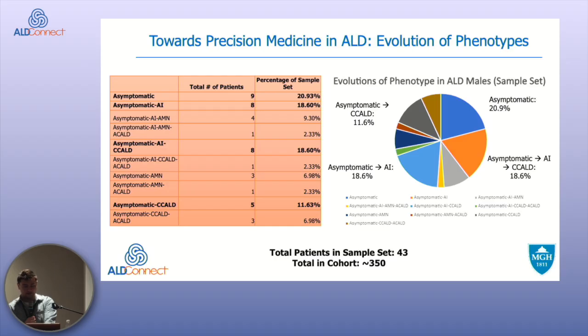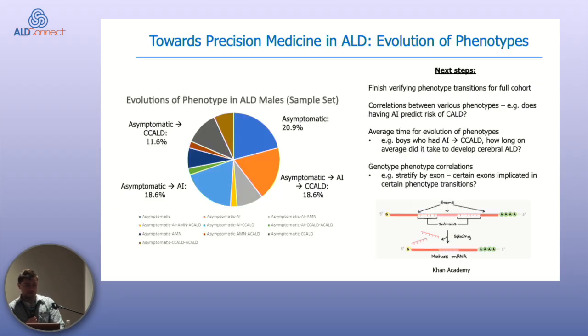So the questions that come to mind are: if you have adrenal insufficiency, is that associated with a higher risk of having cerebral ALD? If you develop AMN early in your life, does that mean that you have a higher chance of developing adult cerebral ALD? Also, what's the average time that it takes to evolve between phenotypes? So with this data set, we hope to be able to start to answer these questions, and thinking about the clinical nuance can maybe answer some of those questions.